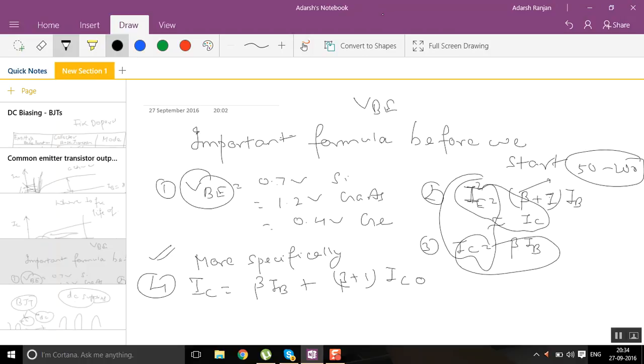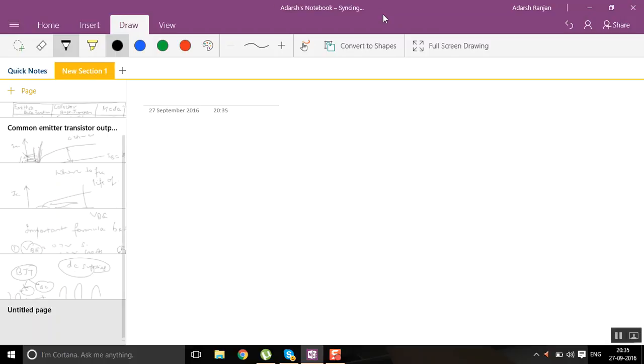And this IC equation can be more specifically written as IC is equal to beta IB plus (beta plus 1) ICO. Now, DC biasing configurations. There can be many DC configurations, like the fixed bias configuration, emitter follower configuration, and others.